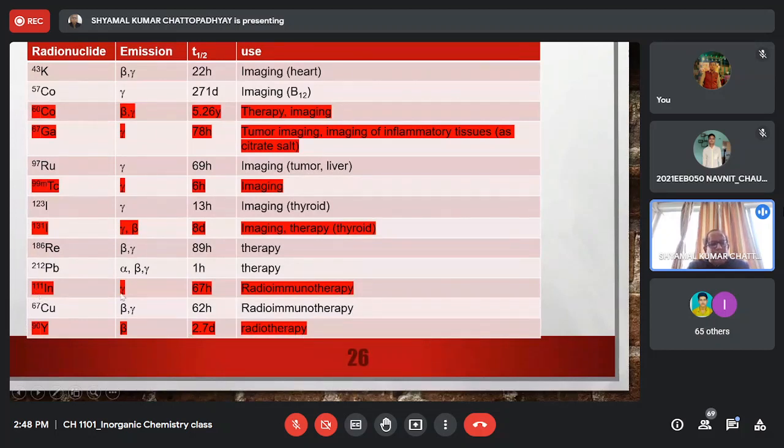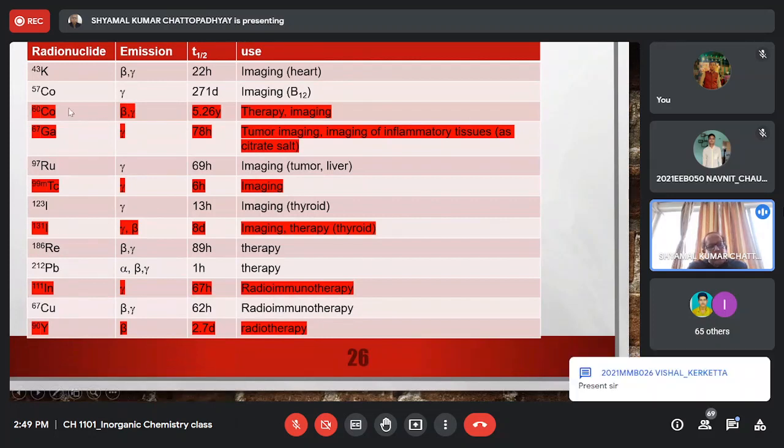So indium 111, which is a gamma emitter, can be used for imaging and radioimmunotherapy, and yttrium 90, which is a beta emitter, can be used for radiotherapy. So these are the most important radioisotopes. Particularly, give more importance to the isotopes which I have marked as red. And we have also copper isotope, copper 67, which is a beta and gamma emitter, and it can be used for radioimmunotherapy. So please give emphasis on the isotopes which are marked red.